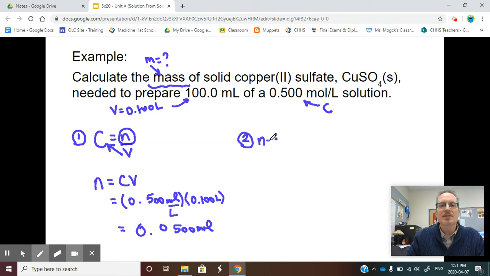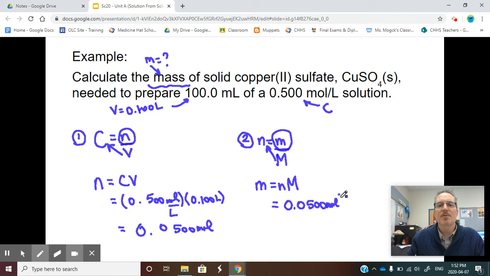Now, secondly, now that I know moles, we can use our second formula, right? We have moles equals mass over molar mass. And so our job is to find mass. And so we're going to move molar mass up to the other side. So we're going to have mass equals moles times molar mass. Now, our moles we just solved for, 0.0500 moles, and we're going to multiply by the molar mass.